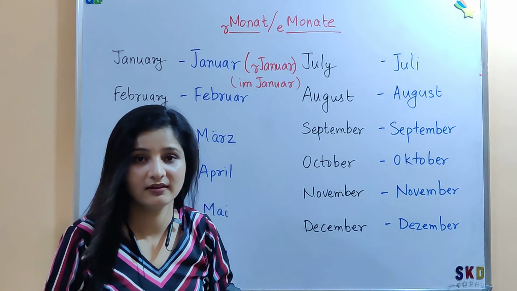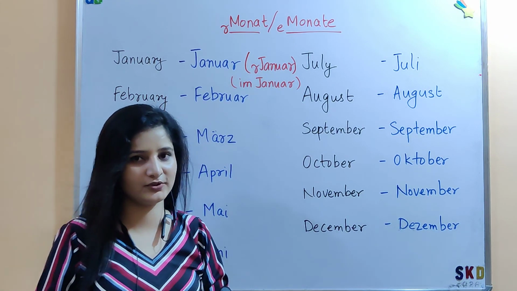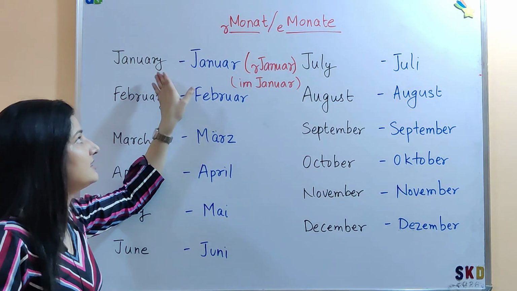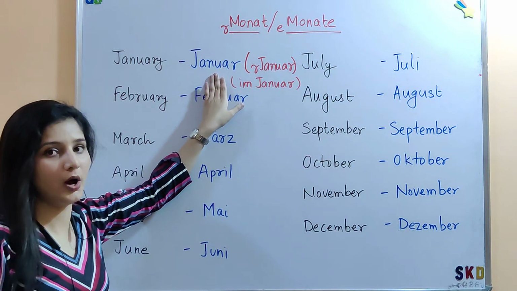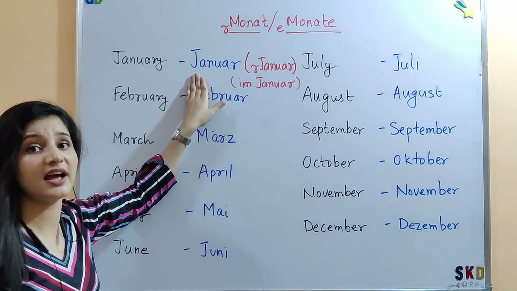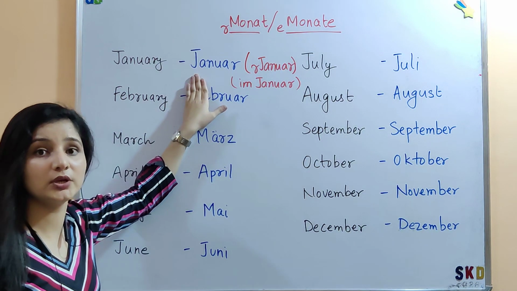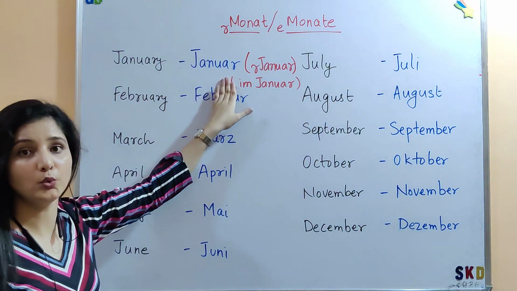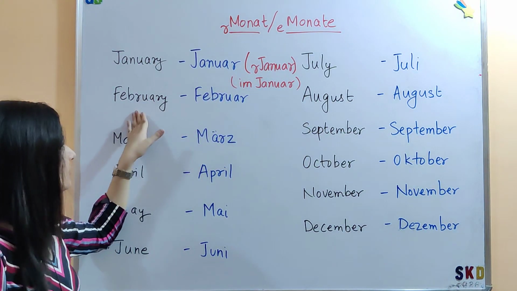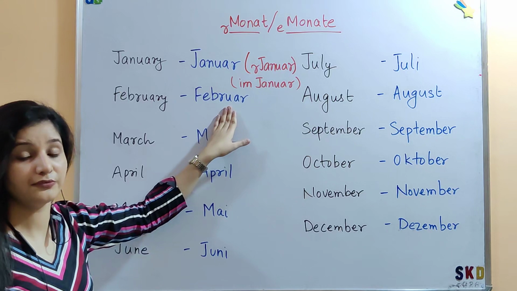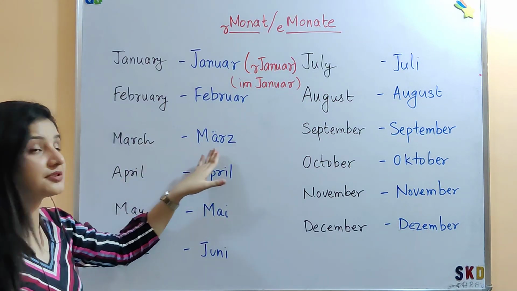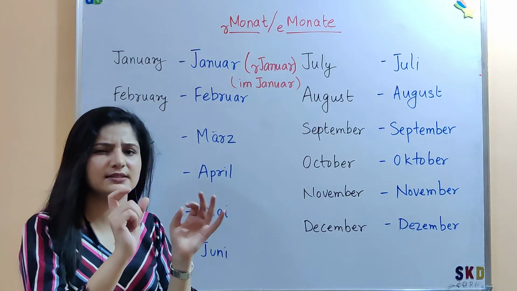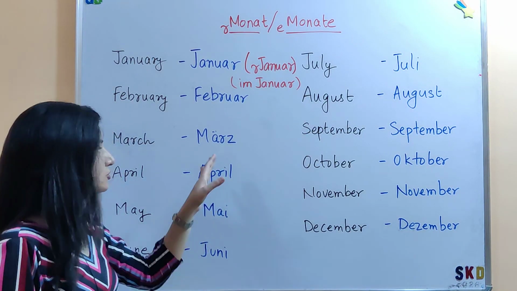Now let's begin the months of the German language. So January is Januar. As I have already discussed in alphabets, this J is equivalent to Ya, that is Y of English. So this is Januar. February, Februar. March, März. This Z will be giving sound of TS, a mixed sound of TS. So März.